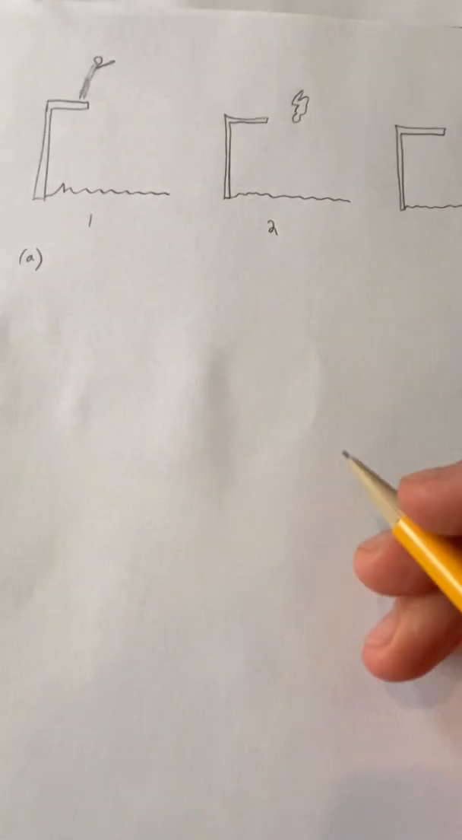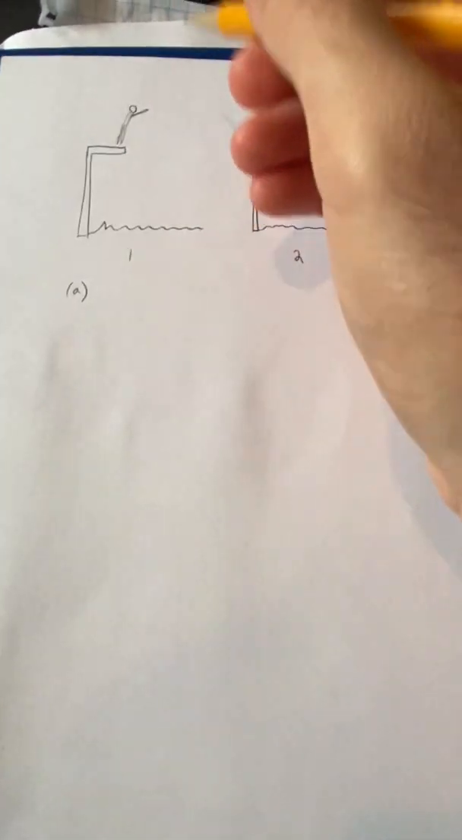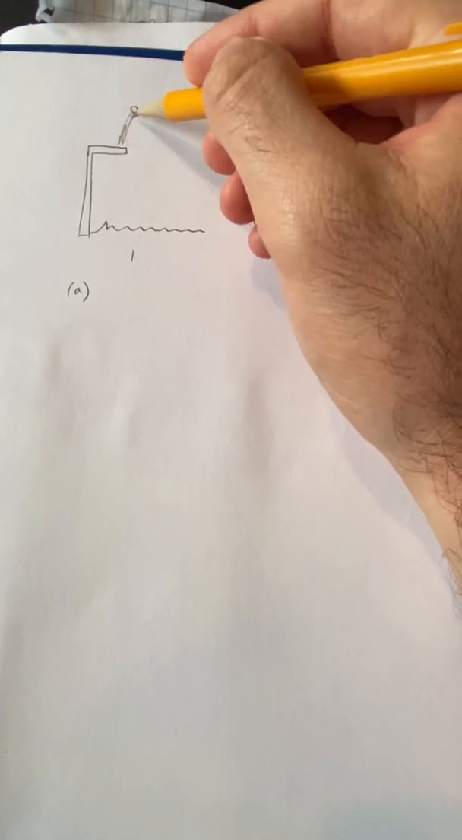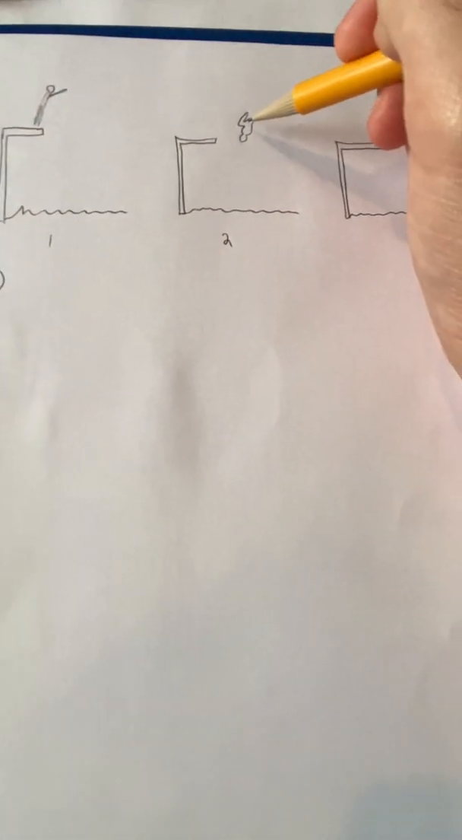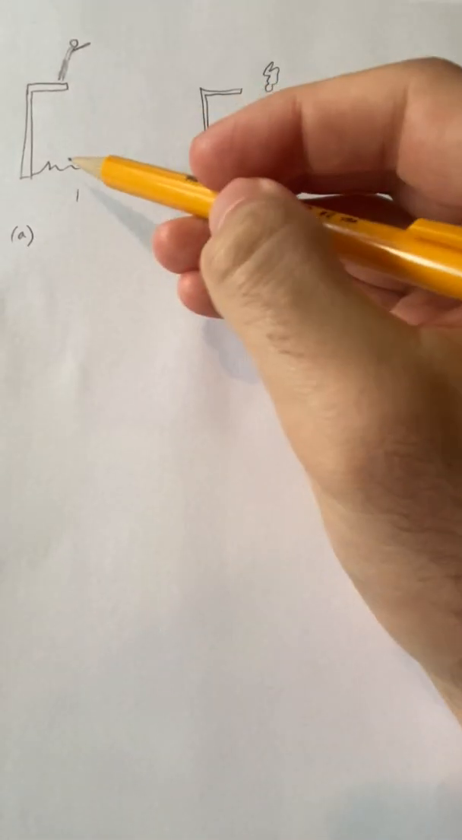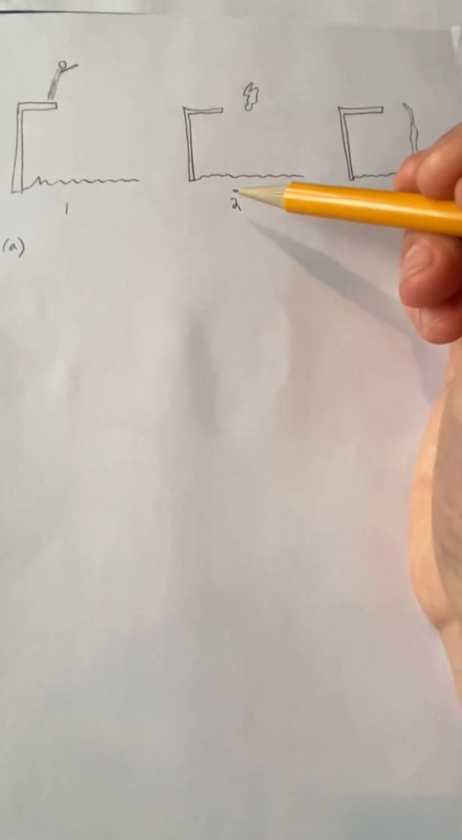They show three stages of a diver. The diver jumps from the platform with their body relatively straight, then tucks into a ball and rotates in the middle portion of the dive, and straightens back out right before they hit the water. In part A, they ask you to explain why the diver's angular speed increases between figure 1 and figure 2, but then decreases between figure 2 and figure 3.